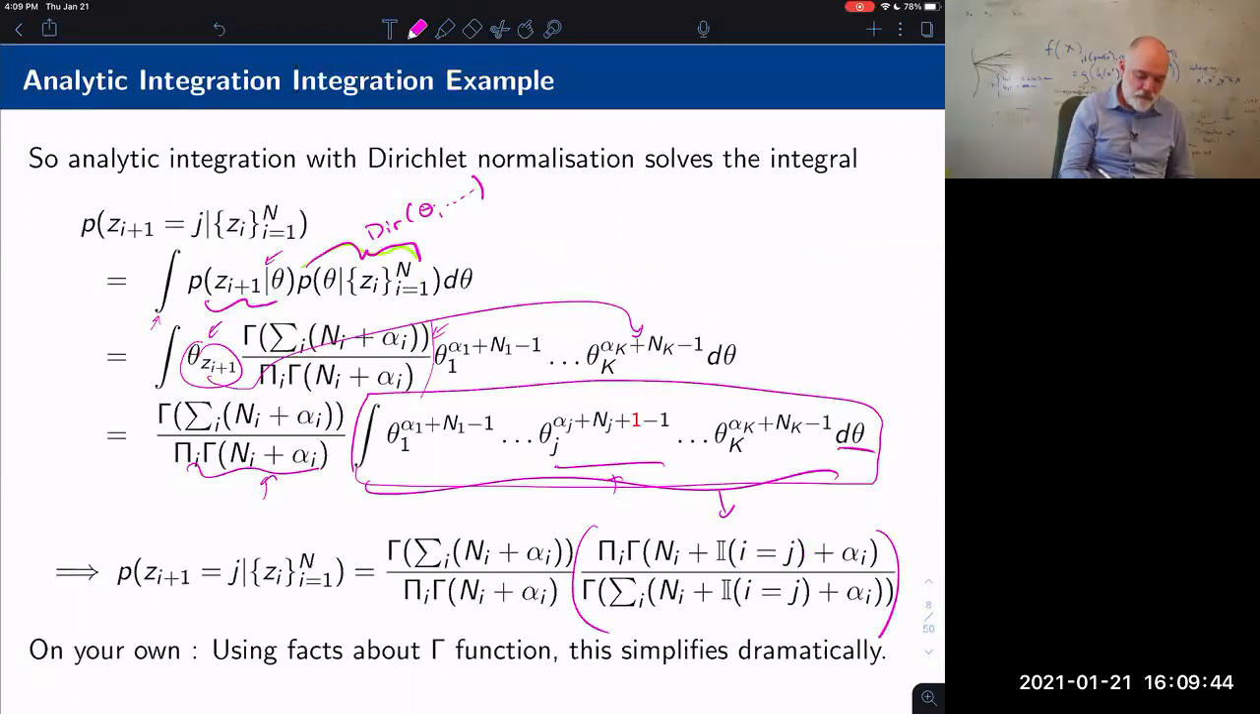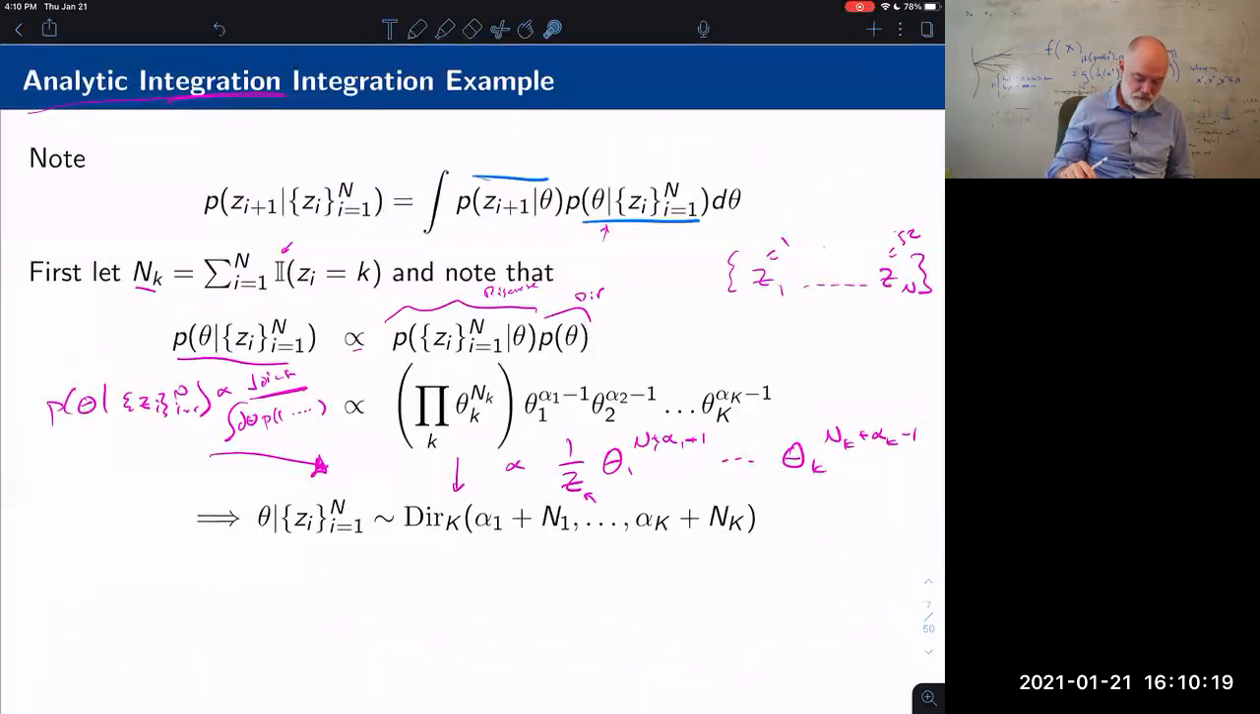Okay, and it's true. This is a relevant point. Using facts about the gamma function, you can go on and simplify this, and it ends up just being a ratio of counts. This simplifies dramatically. I'm not going to go through the simplification. It's ugly, and you can do it as part of your homework. It's not hard. Cool. But the main point is that we're talking about integration for two things: for normalization and for posterior predictives here. So how do you compute a posterior distribution?